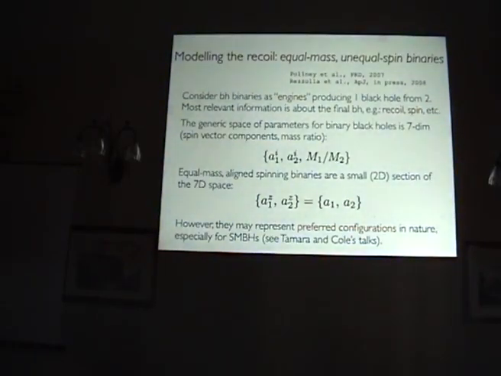So the space of parameters in general is 7-dimensional because you have 3 components of the first spin, 3 components of the second spin, and then the mass ratio. But as I said, we started with something simpler, so we have equal masses and just an aligned configuration. So the spin is just along the z direction, and we call these, for simplicity, A1 and A2. If you are in vacuum, this is just one of your choices. If you are in non-vacuum, then there are arguments coming from observations, the super kick and so on, but also discussed by Tamara and Cole, to believe that it's not just any configuration, it's probably a preferred configuration in nature.